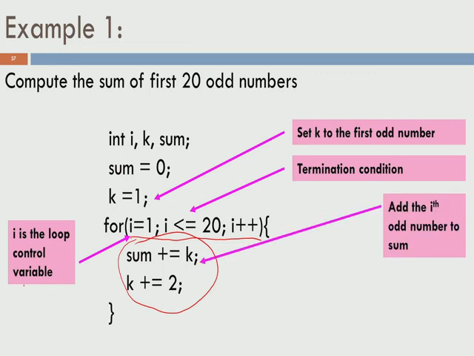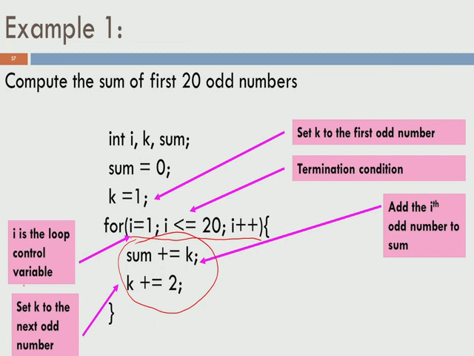And the body of the loop is in such a way that k tracks the ith odd number. In the very first iteration k is 1, in the second iteration k is supposed to be 3 and so on. It tracks the ith odd number and we are adding that to sum, and we are incrementing k in increments of 2, which means from 1 we will go to 3, 5, 7, 9 and so on. And this is the whole setup.